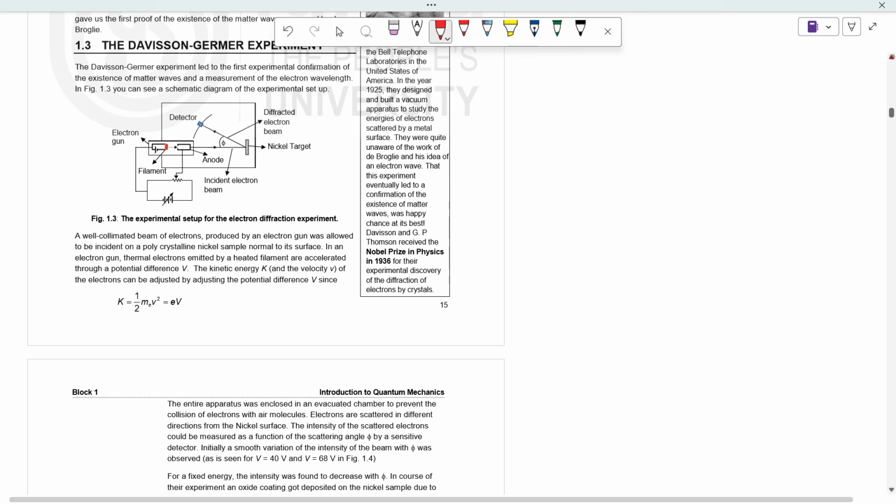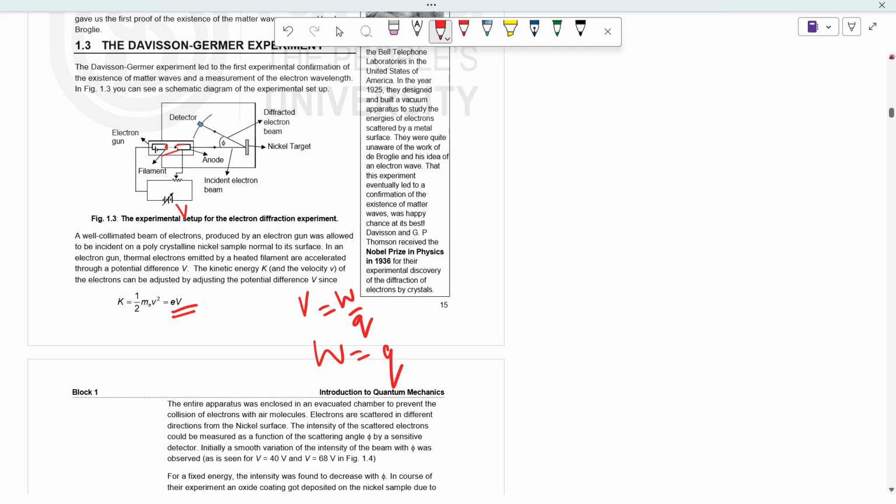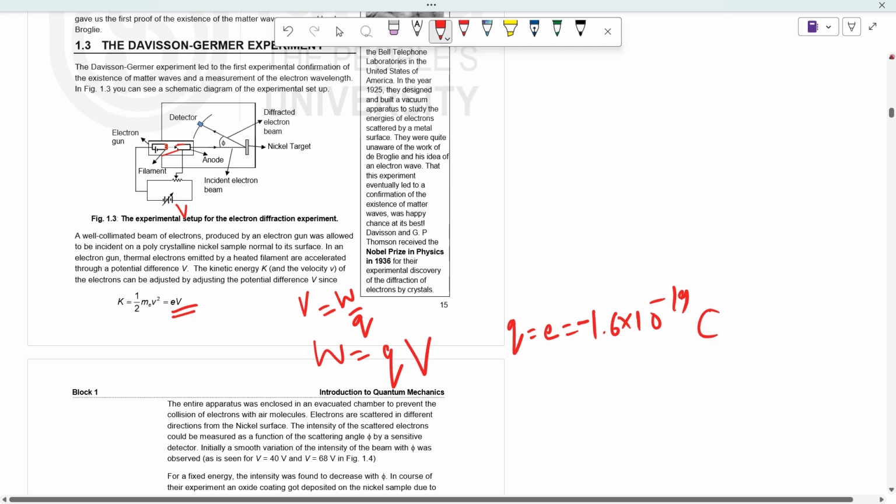So in the Davisson and Germer experiment, we know that the kinetic energy of the electron emitted by this electron gun is equal to the work done by the potential that we have applied to this electron gun. Work done by potential, we know that potential is equal to work upon charge, so work done is Q into V. And for electron, we know that charge on the electron is e, that is 1.6 into 10 raised to power minus 19 coulomb. So for electron, work done by potential is e into V. So kinetic energy of these emitted electrons is equal to work done by potential.